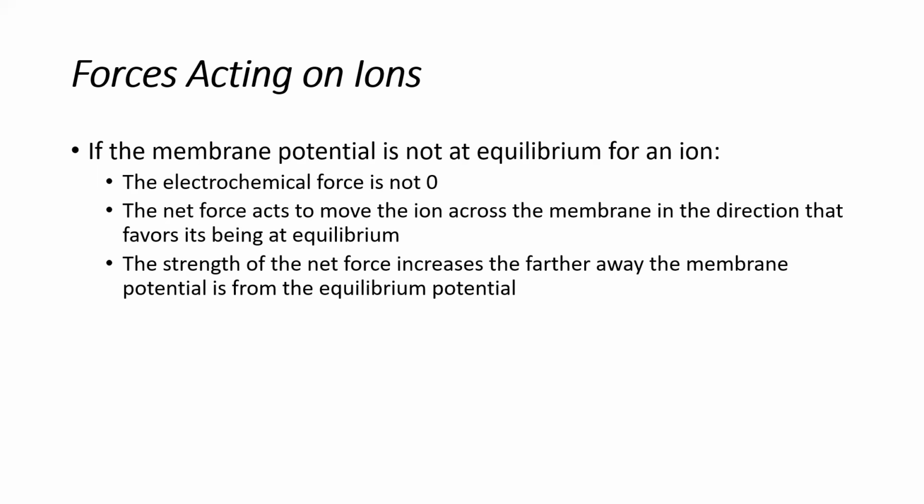And again, I'll clarify this as we go here. So the net force that is acting to move the ion across the membrane is going to act in a direction that favors that ion approaching its equilibrium. In other words, potassium's equilibrium potential is -94. That means at rest, when the cell's at -70, potassium is going to be moving out of the cell so that we could approach that -94. It's going to be trying to move to get to its equilibrium potential.